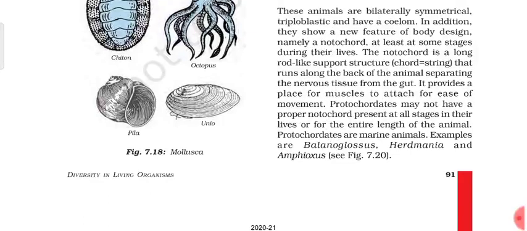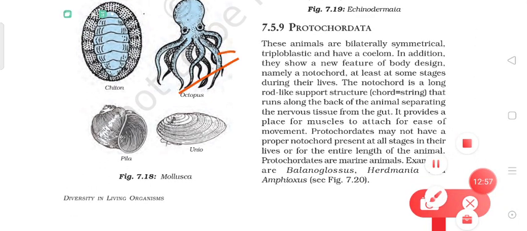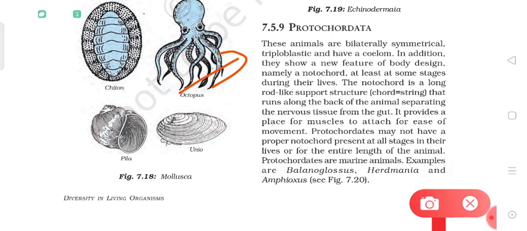So what are protochordates? Let's learn a little more about them. What is written? These animals are bilaterally symmetrical, triploblastic, and have a coelom. Obviously in the evolutionary sequence they have all these features: bilateral symmetry, triploblastic, and a coelom cavity. In addition, they show a new feature of body design, namely the notochord. So they have a notochord at least at some stage during their lives, which may be either during a larval stage only or throughout life.